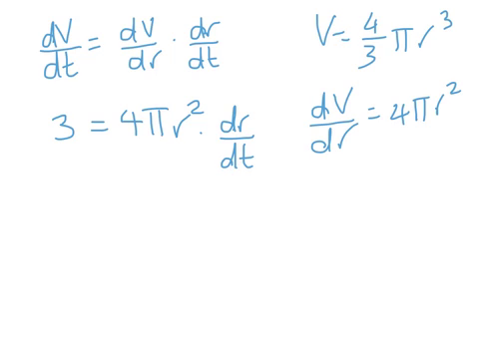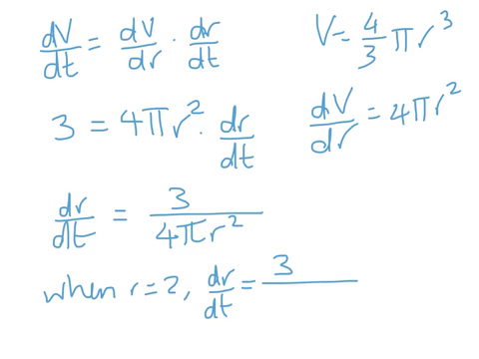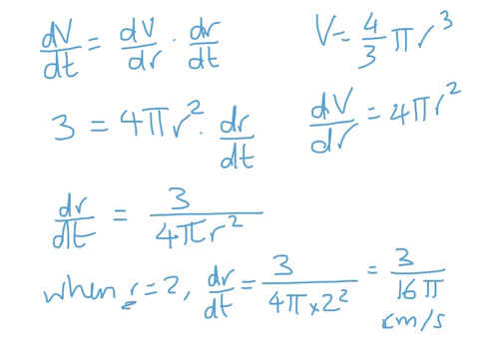Right, so all I have to do is to solve for dr by dt. dr by dt is equal to 3 over 4 pi r squared. And I'm being asked to do that when r equals 2. So when r equals 2, dr by dt is equal to 3 over 4 pi times 2 squared, which equals 3 over 16 pi, and that will be centimetres per second. Notice that I'm working with the radius, so I'm back to just dealing with the base unit of centimetres.